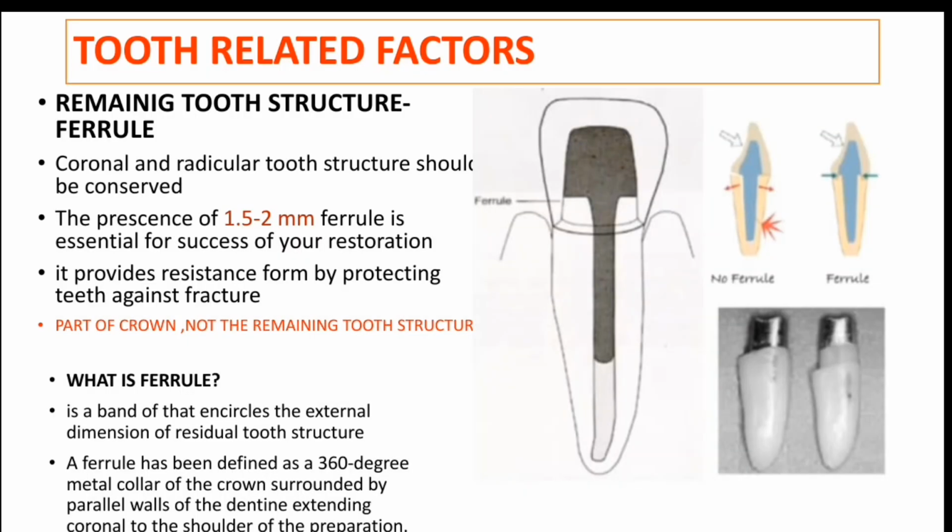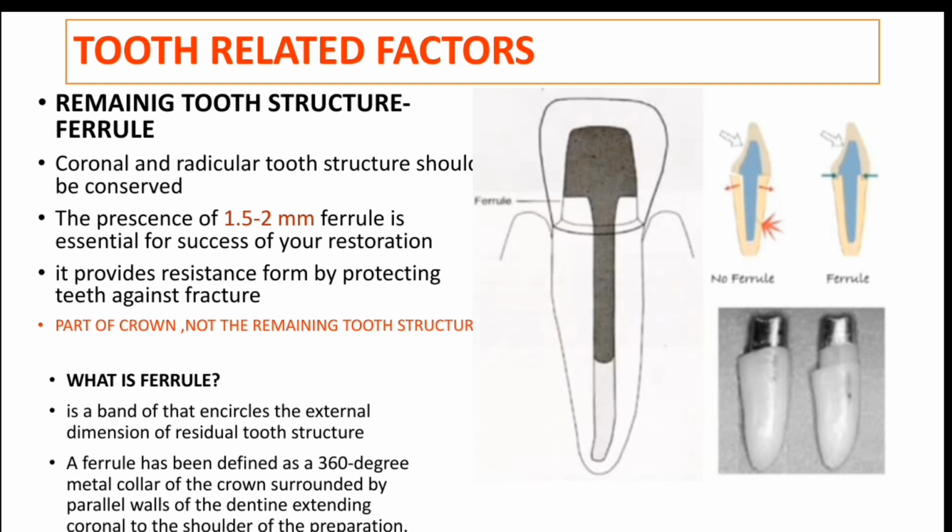Next are the tooth related factors. We have talked about the post related factors that are very important for retention and resistance. Now we are going to the tooth related factors. The important tooth related factor is the remaining tooth structure, or we can say the ferrule. So what is the ferrule? First of all, just look at the picture.